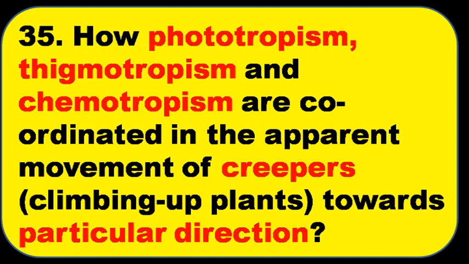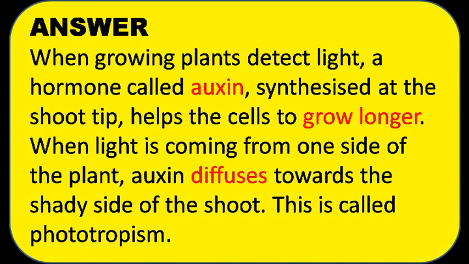How phototropism, thigmotropism and chemotropism are coordinated in the apparent movement of creepers climbing up plants towards particular direction. When growing plants detect light, a hormone called auxin synthesized at the shoot tip helps the cells to grow longer. When light is coming from one side of the plant, auxin diffuses towards the shady side of the shoot. This is called phototropism.